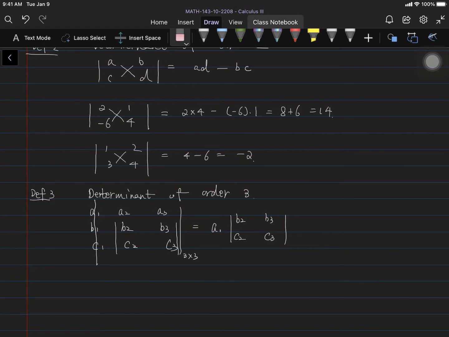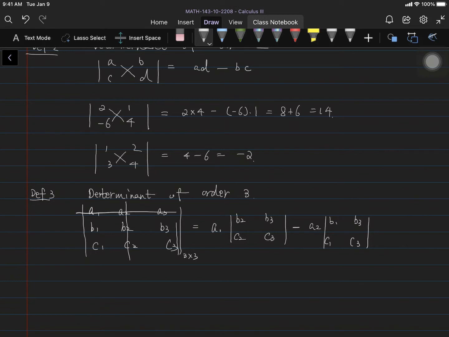And next, minus A2. So A2 times what? Determinant of order 2. If we cross the row and the column with A2, you can see B1, B3, C1, C3 left.